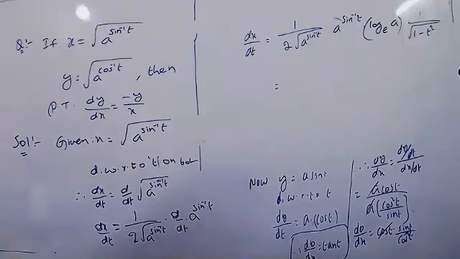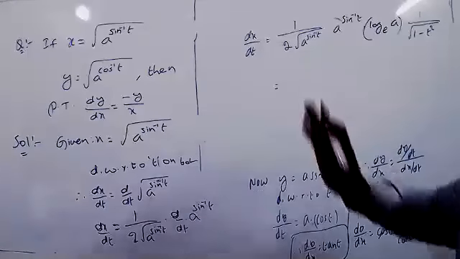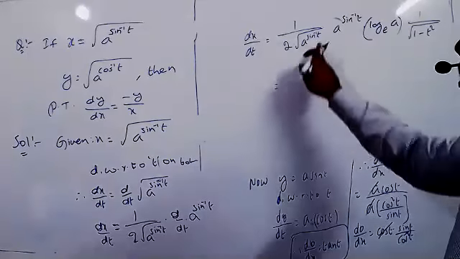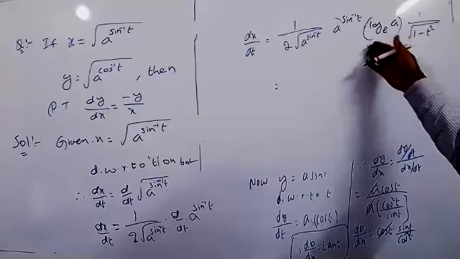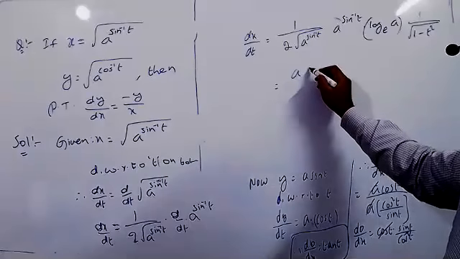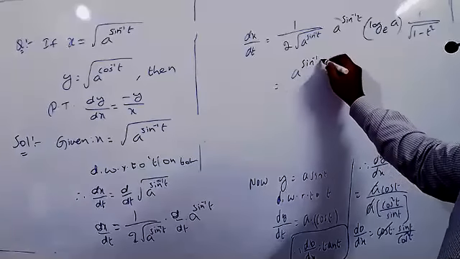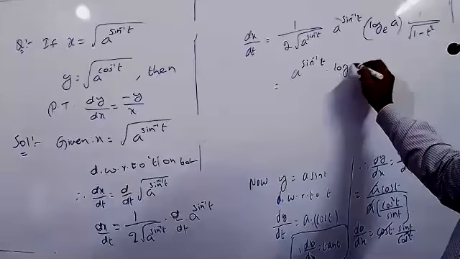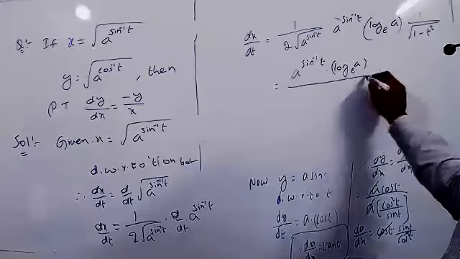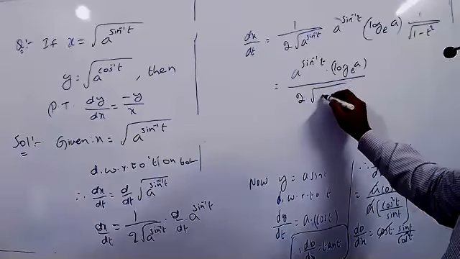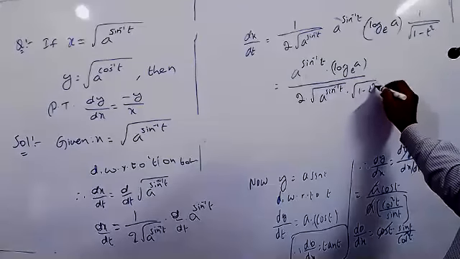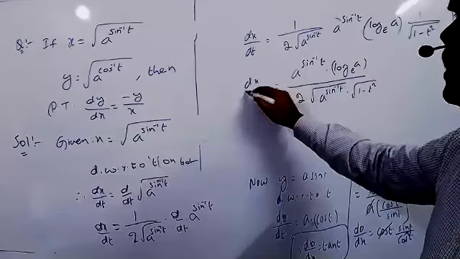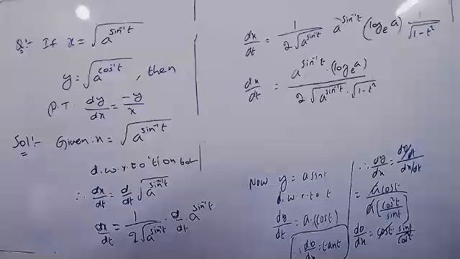Now, if it's possible, in place of this you can write x also. No problem, because anyhow this is equal to x only. You can substitute later. First you can multiply all the values here. So this value is a power sin inverse t into log a base e whole by 2 into root of a power sin inverse t into root of 1 minus t square. This is the value of dx by dt.